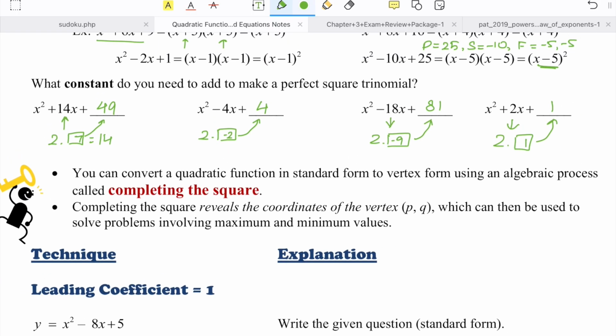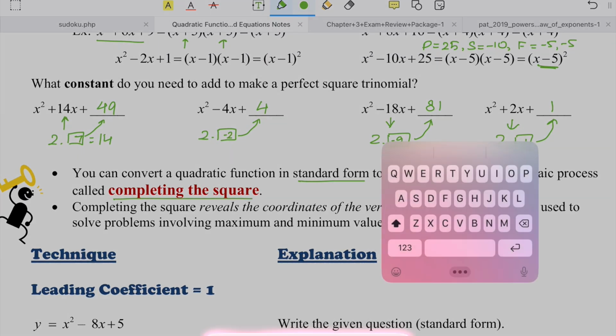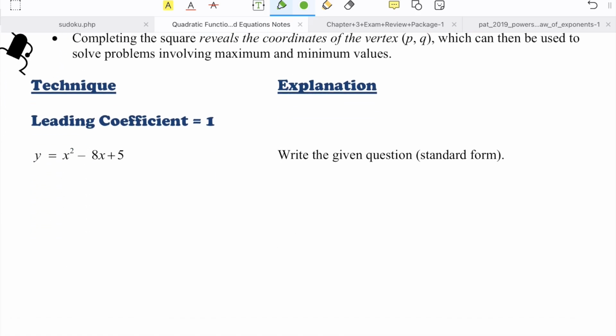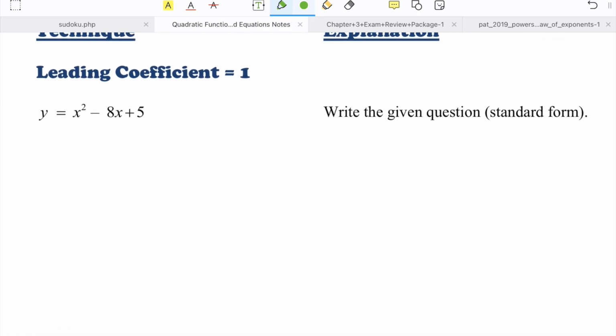Okay, let's move on. So to convert from standard form to vertex form, you have to complete the square. And this is what it looks like. This is how you complete the square. So this also helps you figure out your vertices. Okay, so let's try converting this standard form to a vertex form.